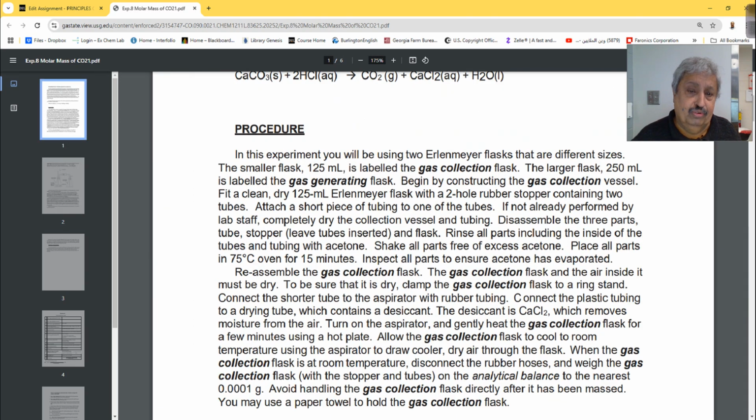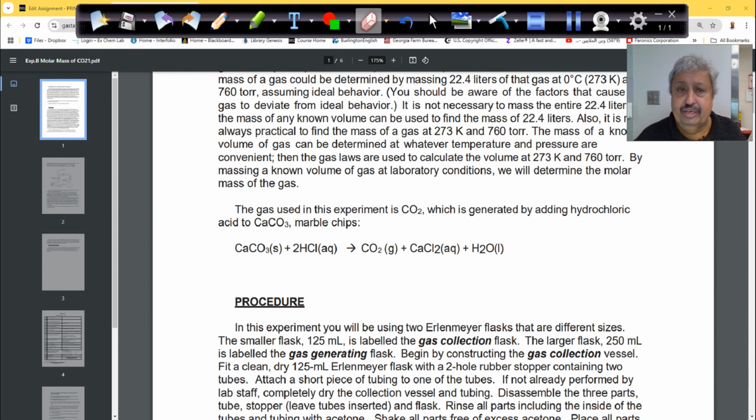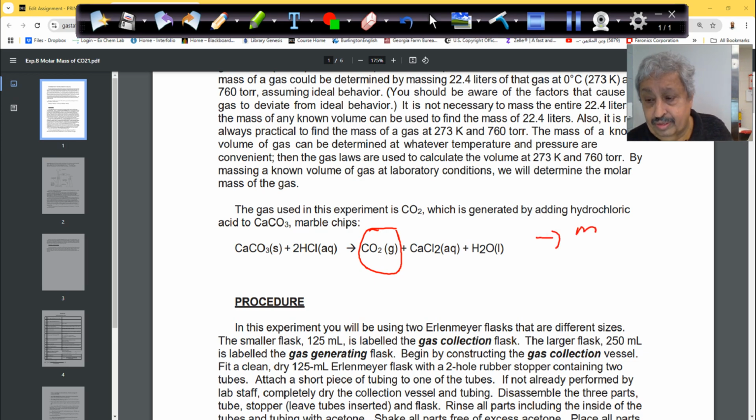I'm interested first in the generation of CO2 here. I think you did this experiment maybe before, or the chemical reaction here. We are generating carbon dioxide gas and we are collecting it, correct? And with the measurement at STP, standard temperature and pressure, we determine its molar mass. This is the whole idea: to get the molar mass of CO2.